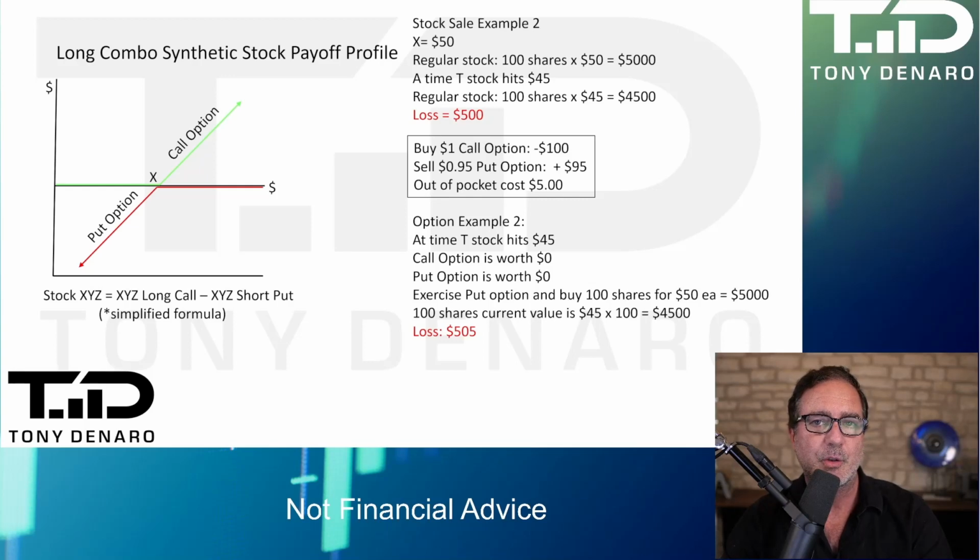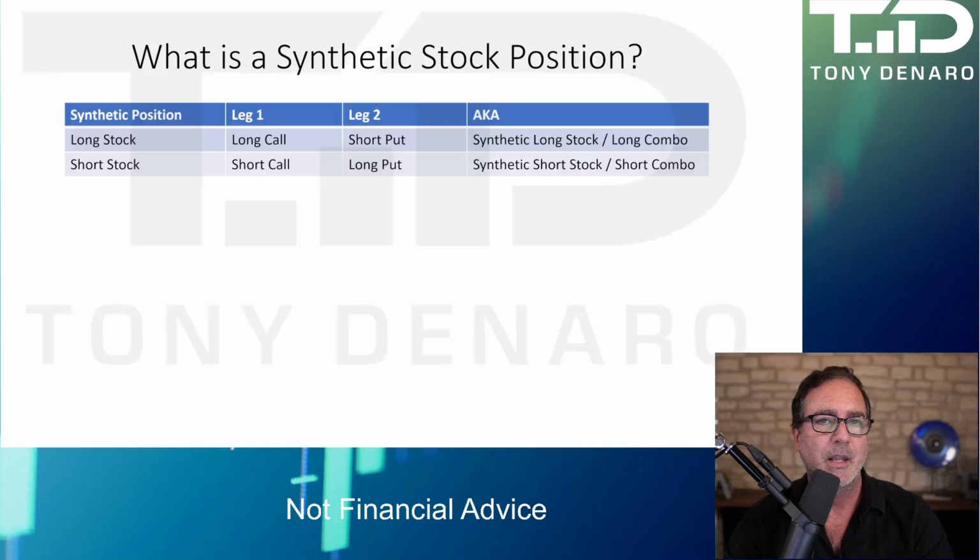When would you want to use this scenario? A long combo synthetic stock is used by someone who's generally bullish on the stock. So you would execute this option strategy if you were bullish on the stock and you, for example, didn't want to commit all of the funds to buy $5,000 worth of stock. You could just buy the call option and sell the put option. If you were bearish on the stock, you would want to execute the short synthetic position, in which case you would sell a call and buy a put. And if you'd like to see a video breaking down that with graphs, let me know in the comments.